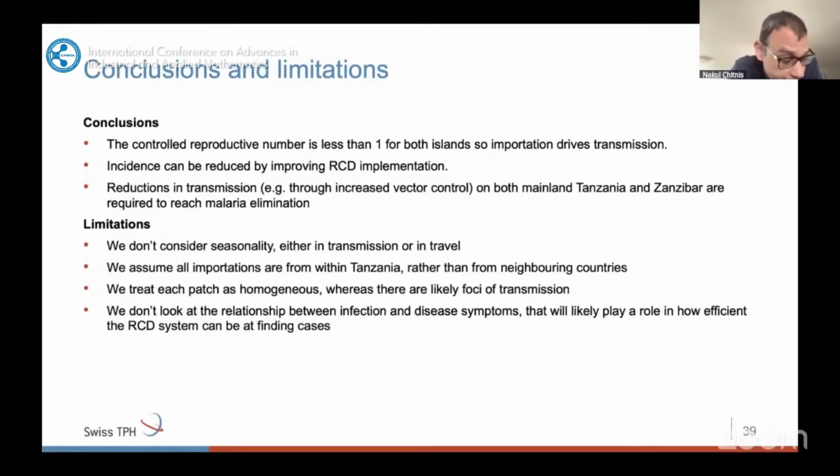And again, this is a relatively simple model. So we didn't consider seasonality here, either in transmission levels or in travel. We looked only at importation from Tanzania, not from other countries. And we didn't look at heterogeneity within the island, and there's probably focal transmission within the islands too. And we also didn't consider the relationship between infection and disease symptoms, right? Because with malaria, you can be infected without being infectious.